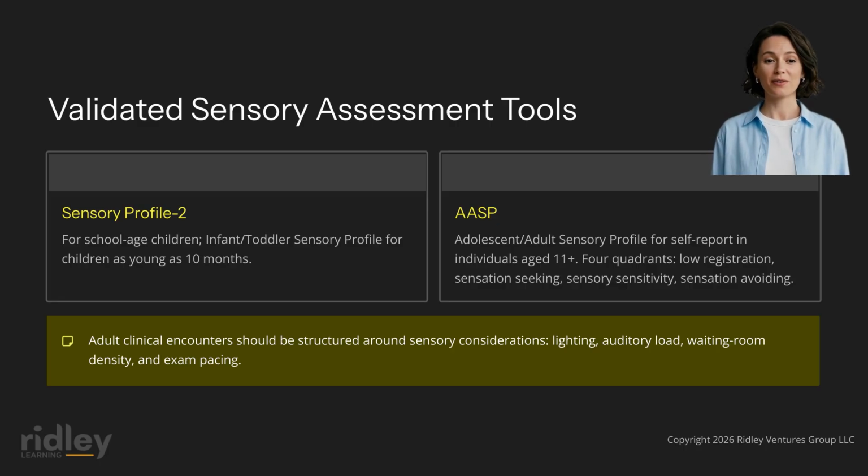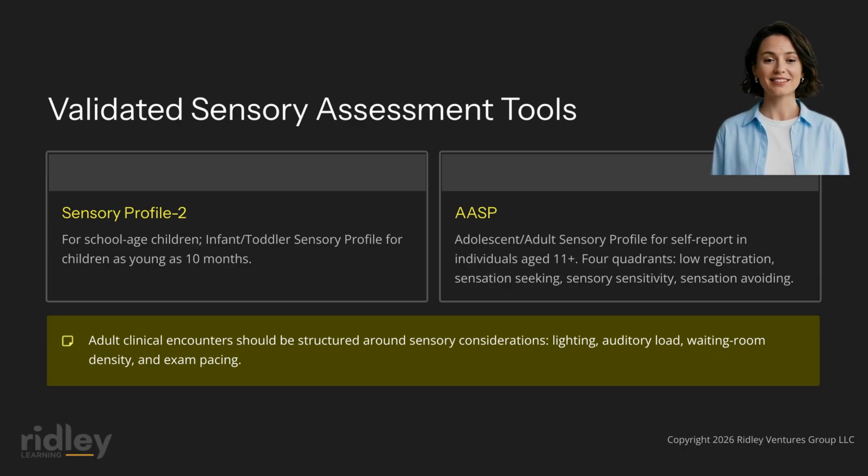Validated clinical tools to support that sensory reframing include the Sensory Profile 2 and Short Sensory Profile 2 for school-age children, the Infant-Toddler Sensory Profile for children as young as 10 months, and the Adolescent-Adult Sensory Profile, or AASP, for self-report in individuals aged 11 and older. These instruments allow clinicians to stratify reactivity patterns across 4 quadrants. Low registration describes a high threshold with a passive response. Sensation seeking describes a high threshold with an active response. Sensory sensitivity describes a low threshold with a passive response. And sensation avoiding describes a low threshold with an active response. Using these quadrants, clinicians can tailor environmental and treatment recommendations accordingly.